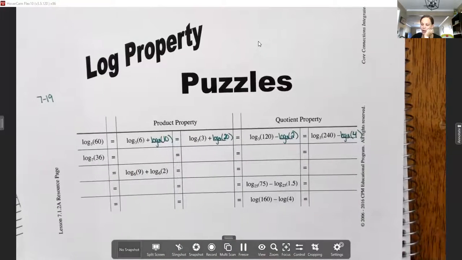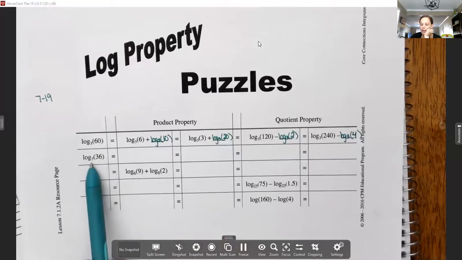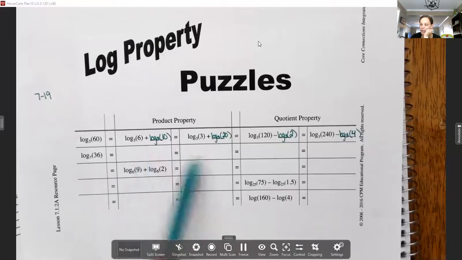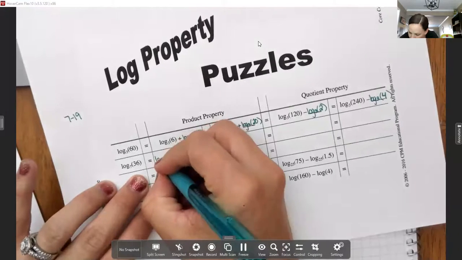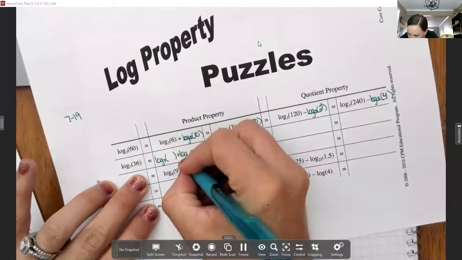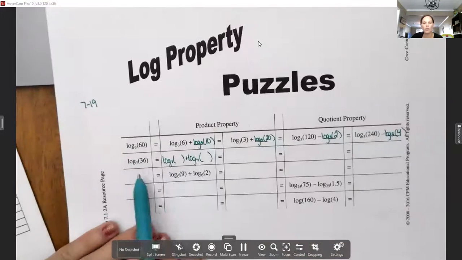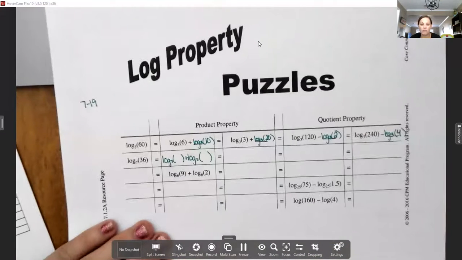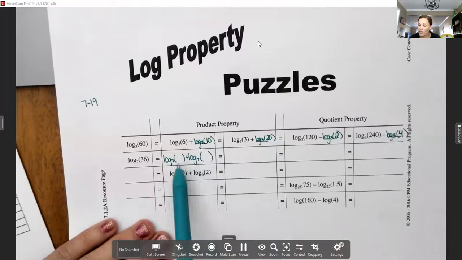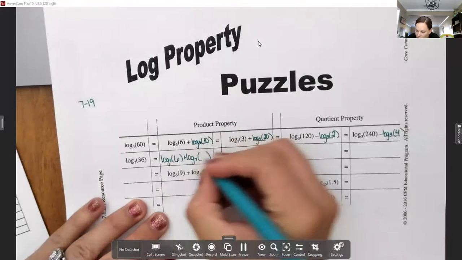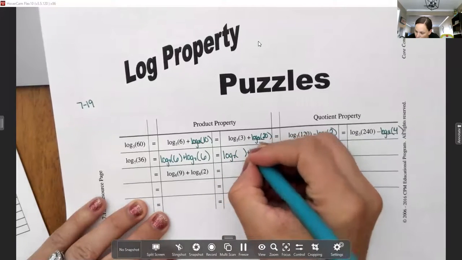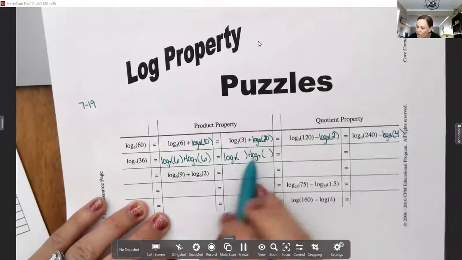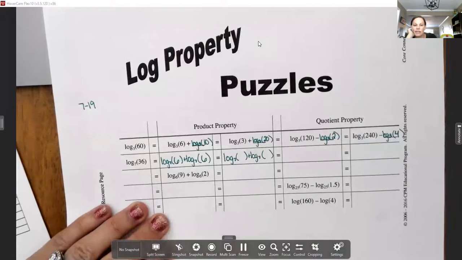This next one, they left them all blank. You get to pick. So log base 7 of 36. We want to write that using the product property 2 times. So that's going to be log base 7 of something plus log base 7 of something. So ask yourself, what 2 numbers do I multiply together to give me 36? You could do 1 and 36, 2 and 18, 3 and 12, 4 and 9, 6 and 6. I'll put 6 and 6 there. Pick a different one here. Log base 7 of something plus log base 7 of something. These 2 numbers have to have a product of 36.